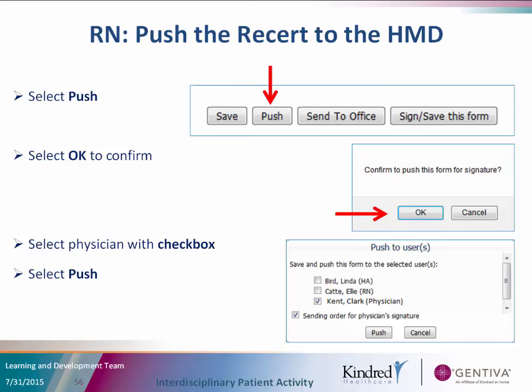Remember that you will not push this form to the physician until the 15-day recertification window. At that time, you will confirm that you want to push the form to the appropriate hospice physician just as you did on the initial certification. Select Push and OK to confirm that you want to push the form. Select the physician in the User checkbox, then tap Push. You will need to monitor this form for physician signature as you need to send this form to the office after the hospice physician has signed the form.